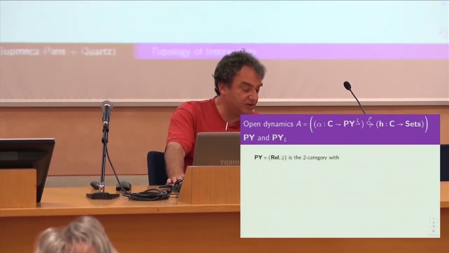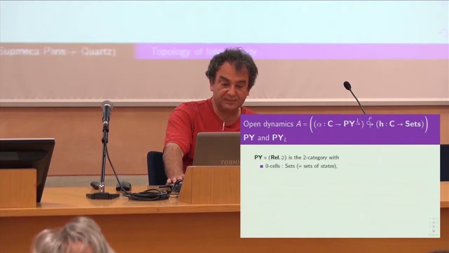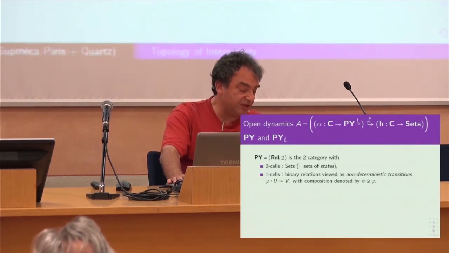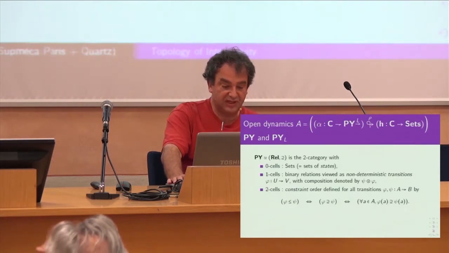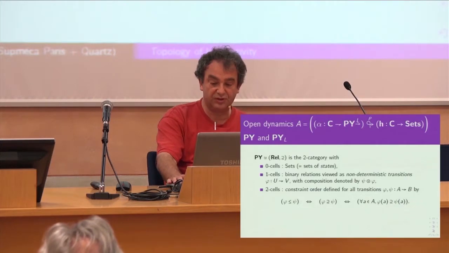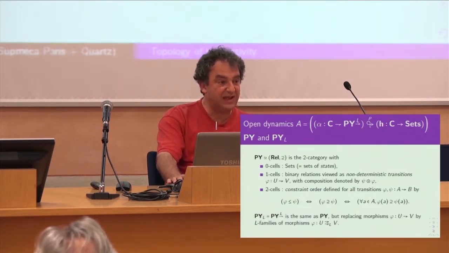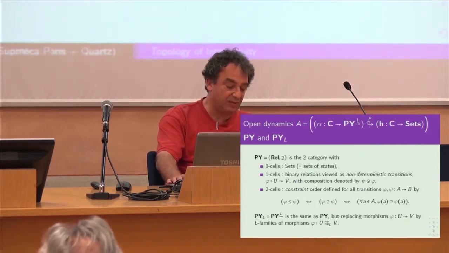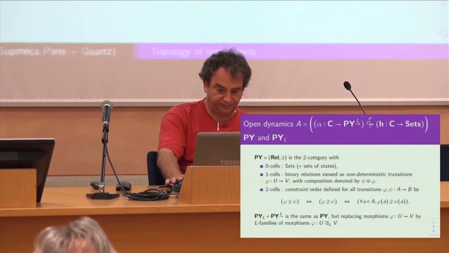So PY denotes the two categories for which objects are sets of states, and morphisms are binary relations viewed as non-deterministic transitions. And two cells are given by the constraint order, that is the opposite of the inclusion order. And then replacing transitions by L families of transitions, we define the two category PY raised to the L power on a rows, which we'll call also PYL.